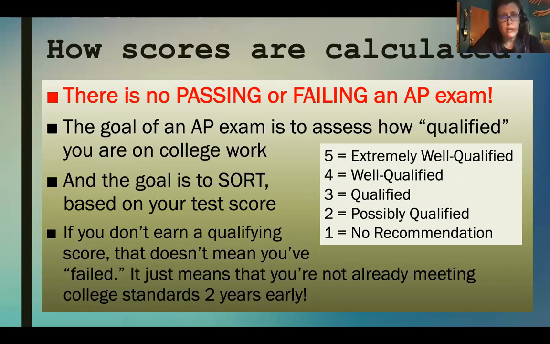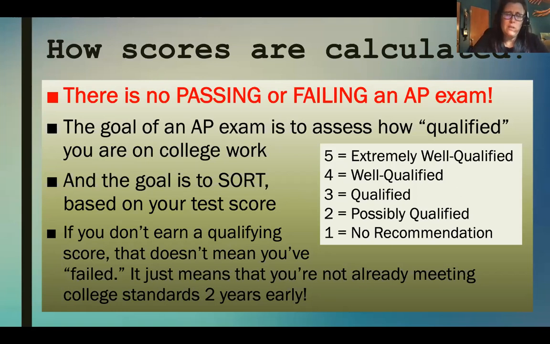3 is qualified. Now, typically, what determines whether or not you get college credit for it, usually the baseline is a 3. That's sort of bare minimum. It would be kind of the equivalent of saying, okay, this kid would have earned a C in a college course on this subject, which, since you're doing it 2 years early, that's pretty good.